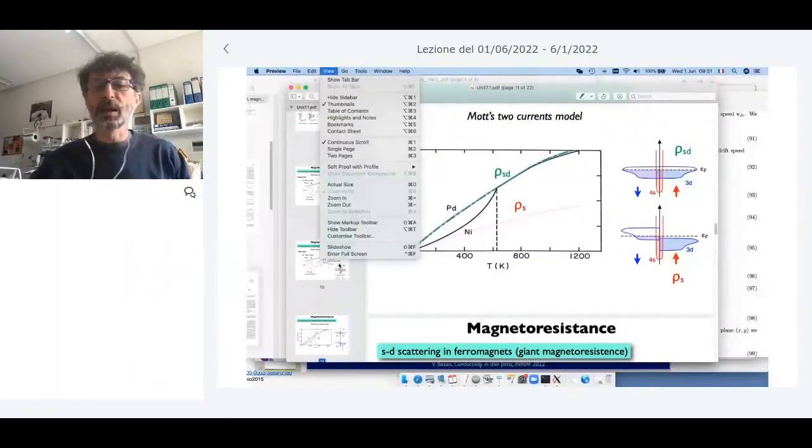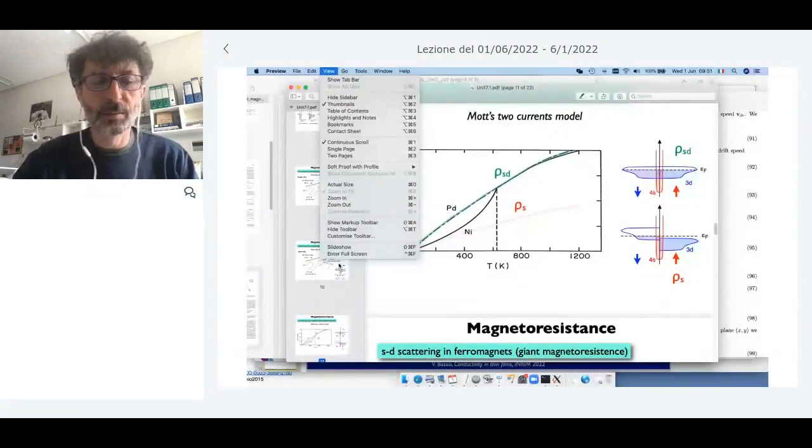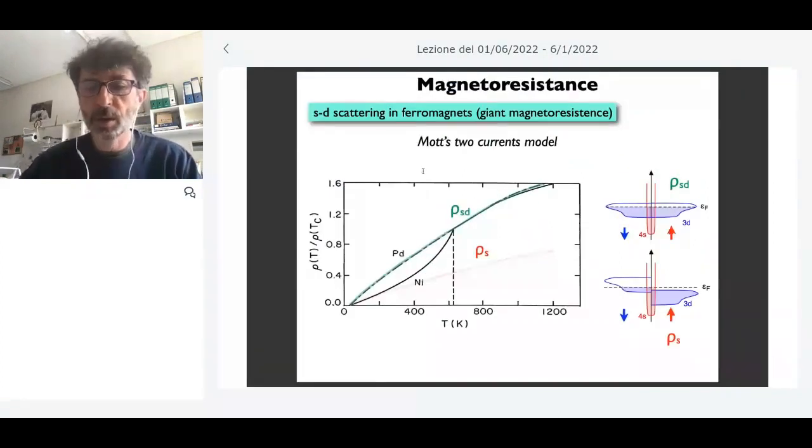Okay, that should be like that. But I think this is a problem of the program we use, the slideshow. So in the PDF you will find all correct.